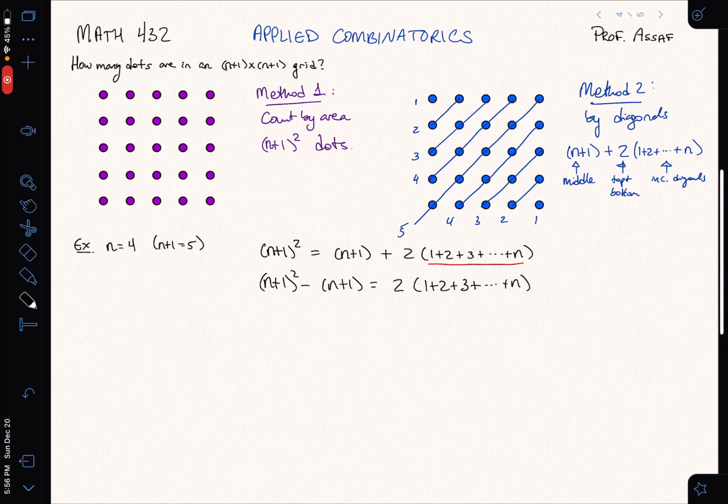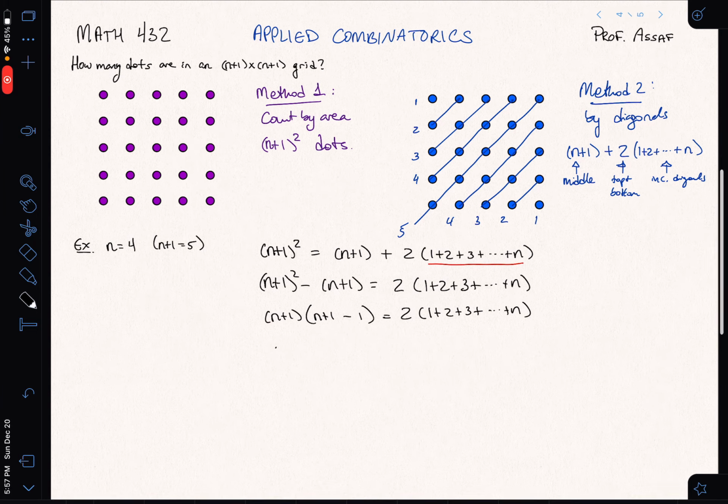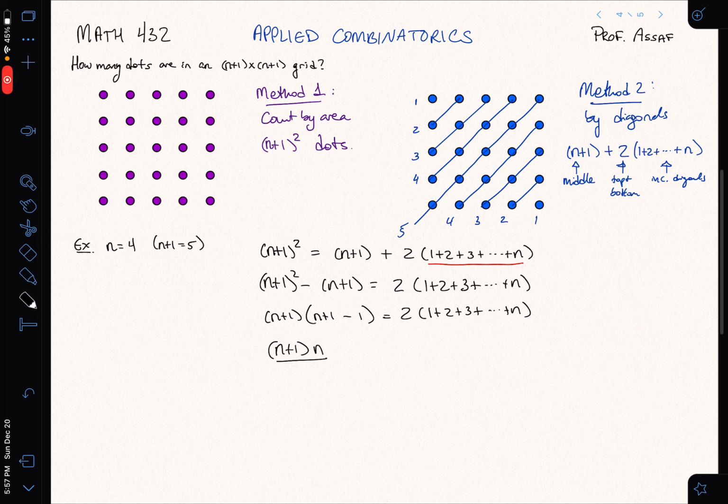And of course we can factor n plus 1 out of this, so let's do that. n plus 1 times n plus 1 minus 1 is equal to twice the sum of consecutive numbers. And then, of course, we can simplify and divide by 2. And we get the formula that we deduced last time by induction. And this gives us a really nice, maybe more combinatorial proof of this identity. It's a concrete proof of this identity. So somehow it's better in that way.